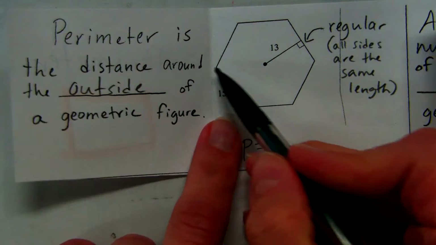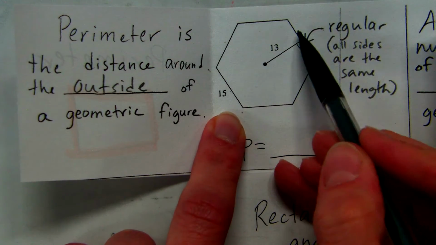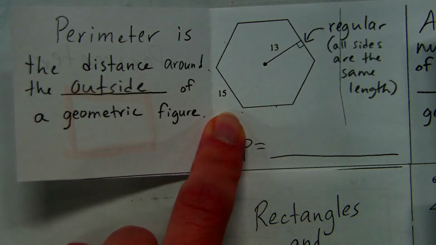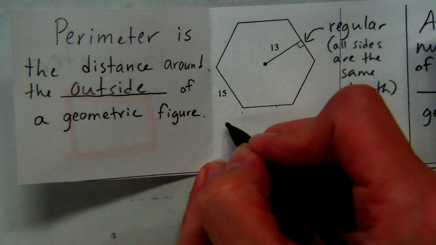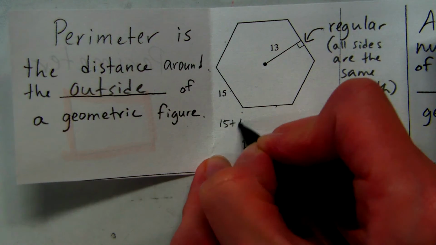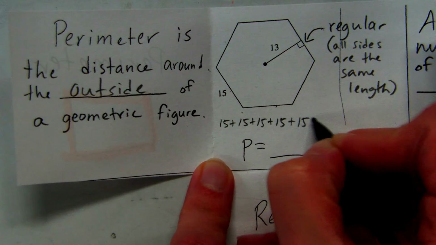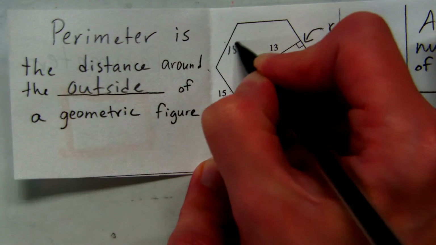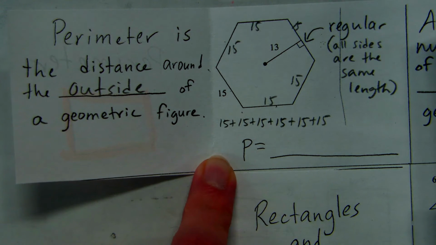So I have 15 on this side, and then there's 1, 2, 3, 4, 5, 6 sides. So there's a couple of ways I could figure out the perimeter. I could go, okay, there's 6 of them. I could go 15 plus 15 plus 15 plus 15 plus 15 plus 15. Because we know it's a regular hexagon, all of these would be 15. That seems like an awful lot of adding.